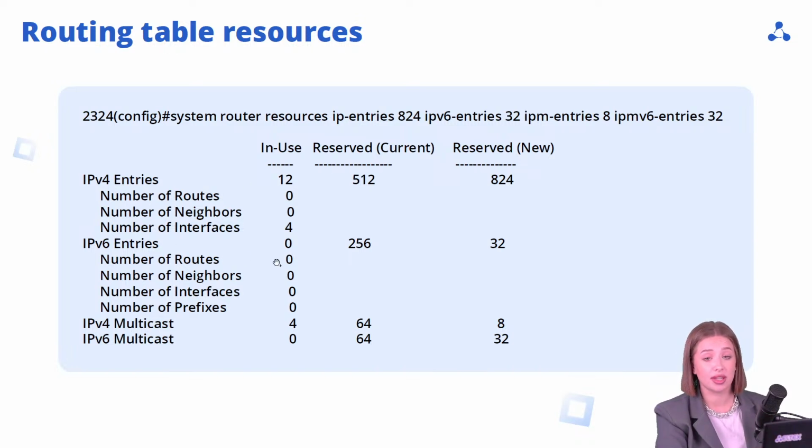In total, there are 256 entries available. Additionally, 64 entries are available for IPv4 and IPv6 multicast. If you need to redistribute system resources because, for example, IPv6 is not in use and you need to use all available hardware resources for IPv4, you can use the command shown on the slide.